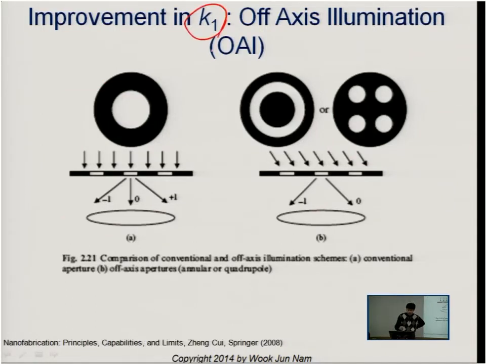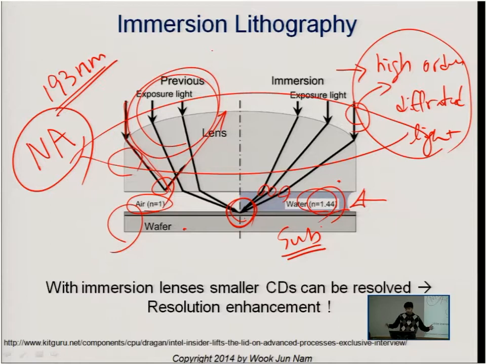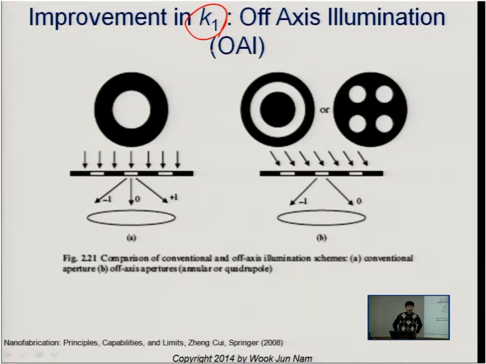So by improving the wavelength and the numerical aperture, we can use immersion lithography or bigger lenses or things like that. So how can we improve the k1 factor, which can be done from the experimental side? One is off-axis illumination.